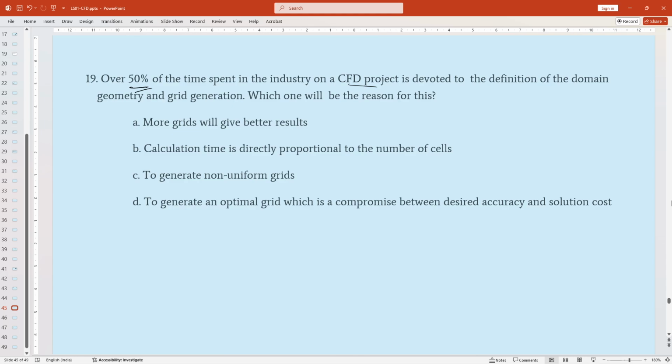First, one statement is given that 50% of the time spent in the CFD industry is devoted to the definition of geometry and grid generation. What might be the reason for this? Try to answer the question. You can inbox your answers.